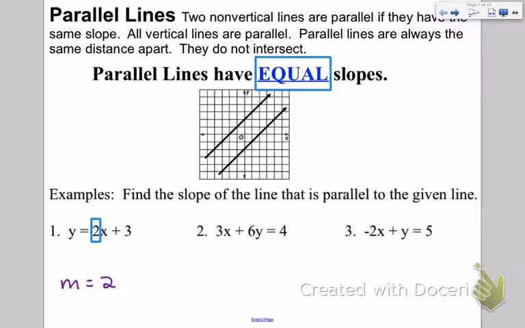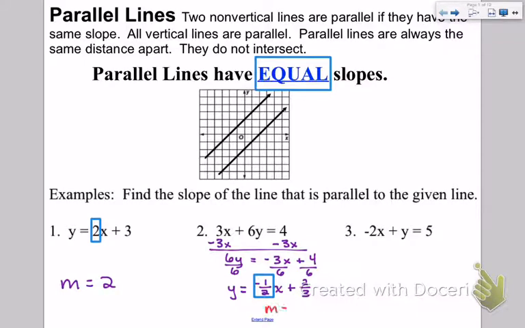I don't know what the slope of this line is yet, so I need to change it to slope-intercept form first. I do that by subtracting 3x from both sides. I get 6y equals negative 3x plus 4. And then I divide everything by 6 because y has to be by itself. My new equation is y is equal to negative 3 over 6 reduces to negative 1/2 x, and then 4/6 reduces to 2/3. So once again, all I look at for parallel slopes is the slope, and it is the same. So my new slope is negative 1/2.